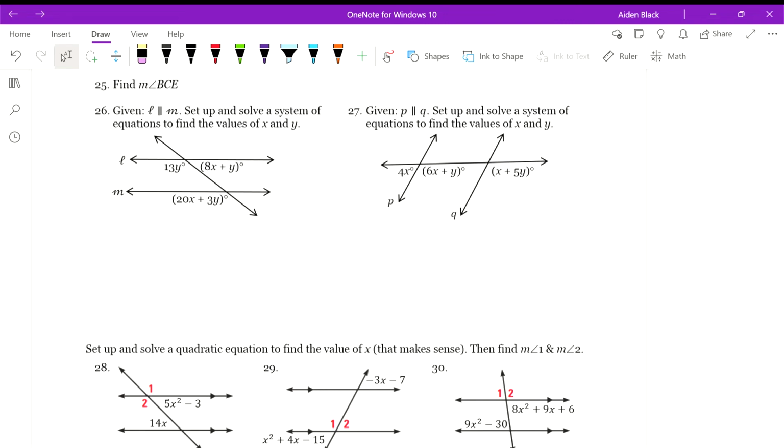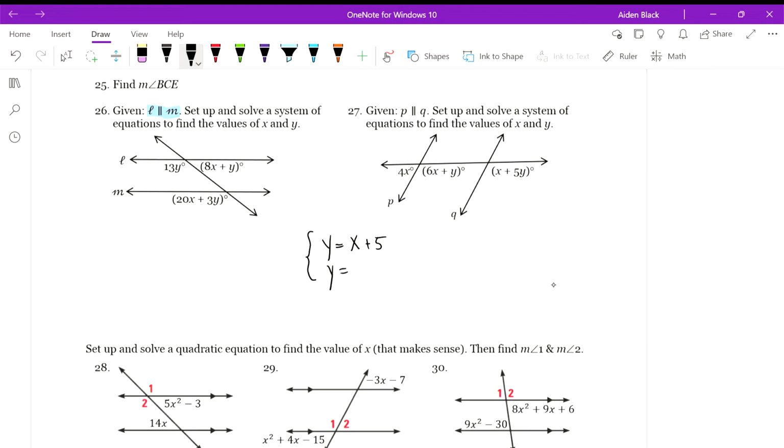Alright, question 26. We're told that the lines L and M are parallel. So this provides us with pertinent information that we need to know. And then they tell us to set up and solve a system of equations. If you remember, a system of equations is essentially two or more equations with two variables.